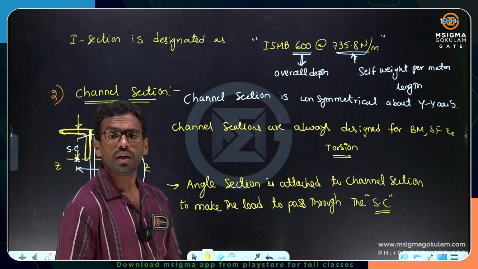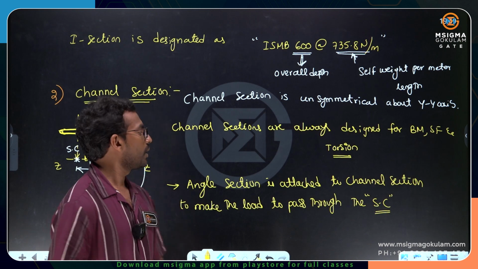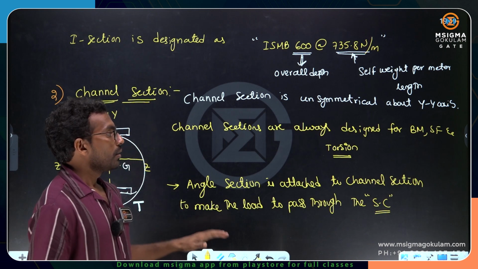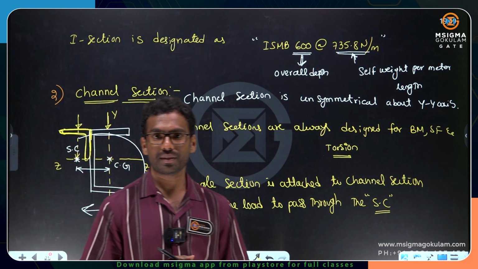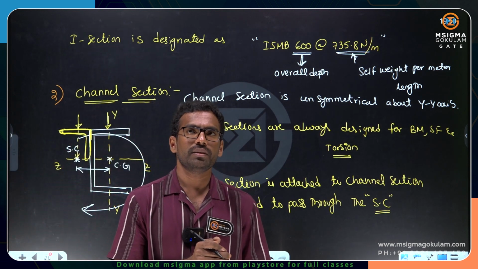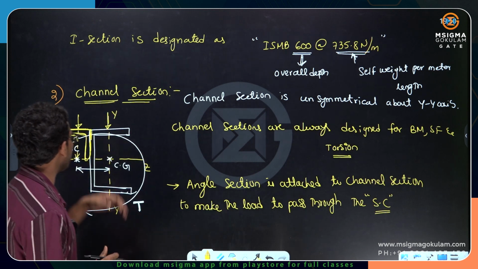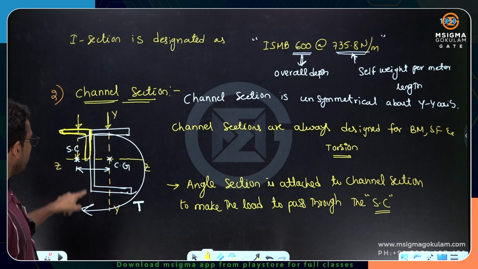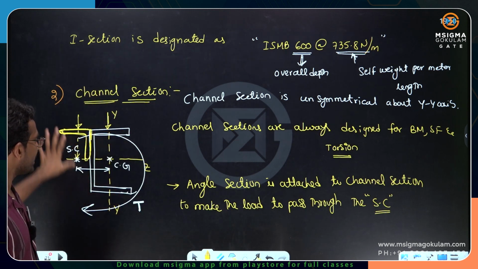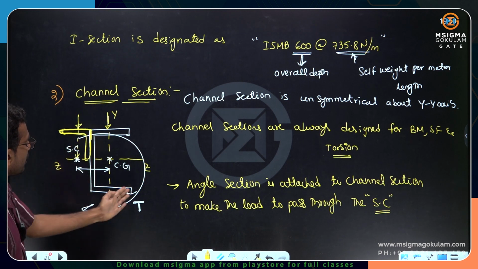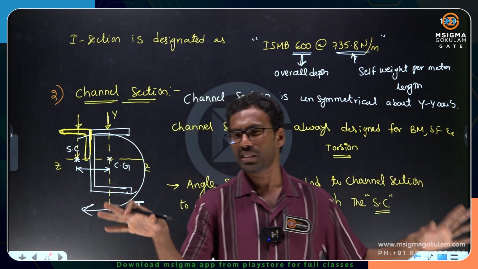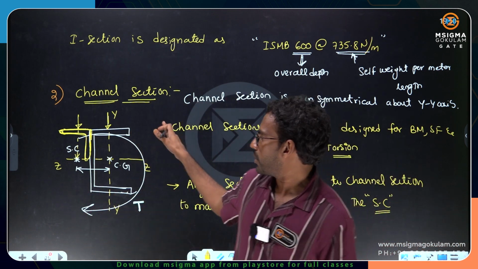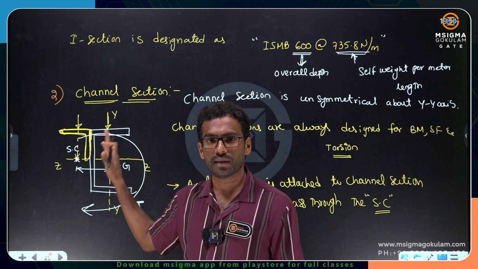Now let us come to the next thing. When do you provide a channel section? That is the question. If you observe carefully, a channel section is almost half of an I section. When I draw one more flange on this side, it becomes an I section. That means a channel section is almost half of an I section, almost, not exactly. Most of the time, a channel section is half of an I section.